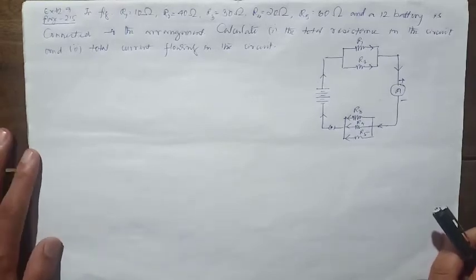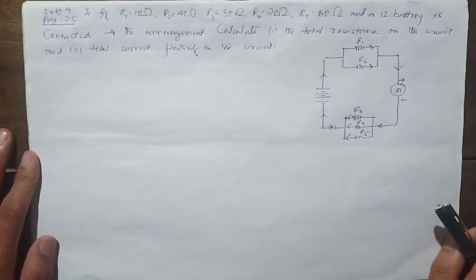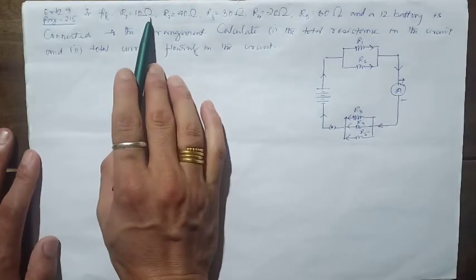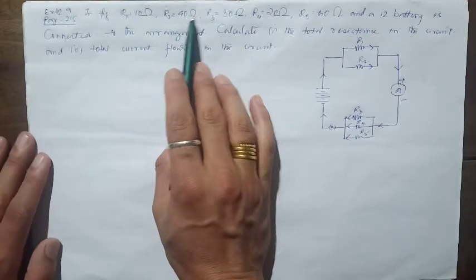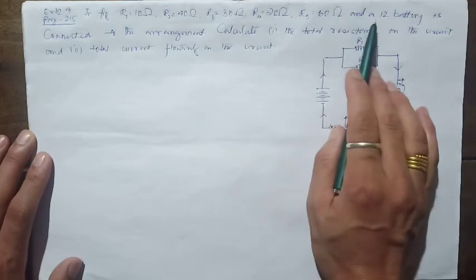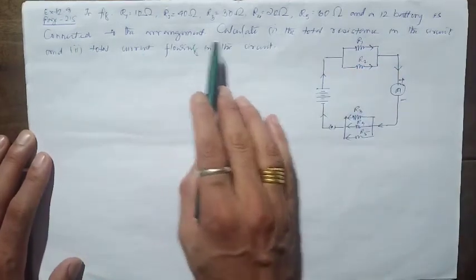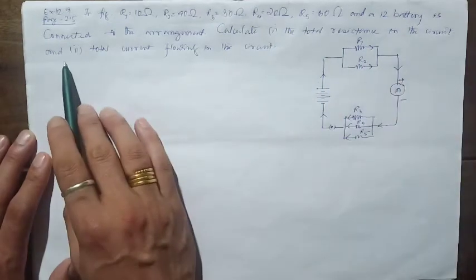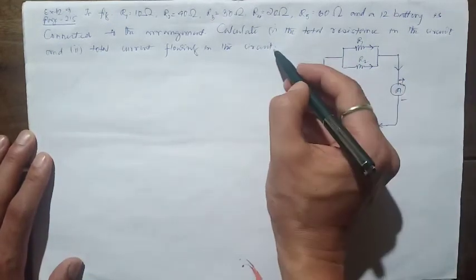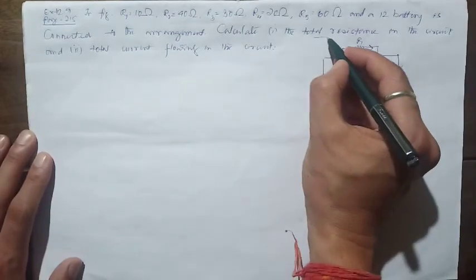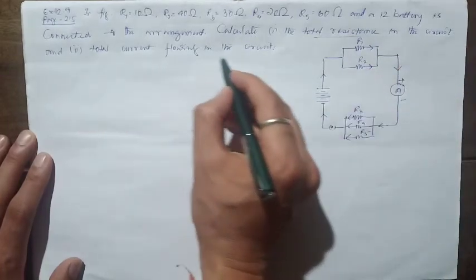Okay, students, we have one more problem from our NCERT textbook, page number 215, example number 12.9. In the figure, R1 is equal to 10 ohms, R2 is equal to 40 ohms, R3 is equal to 30 ohms, R4 is equal to 20 ohms, R5 is equal to 60 ohms, and a 12 volt battery is connected to the arrangement. Calculate, first part, the total resistance in the circuit, and second part, the total current flowing in the circuit. Now, student, in this problem, we have two things to calculate: the first one, total resistance of the circuit, and total current flowing in the circuit.